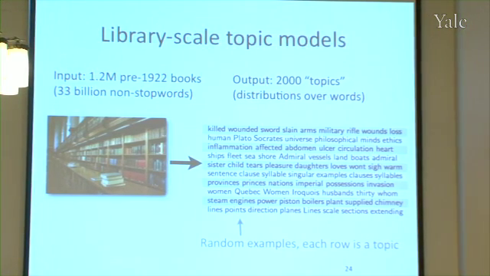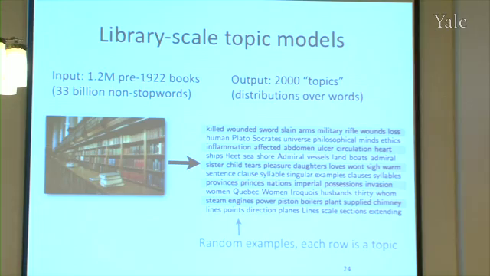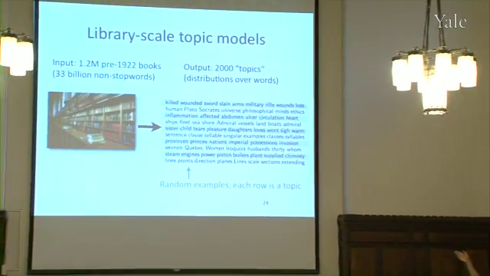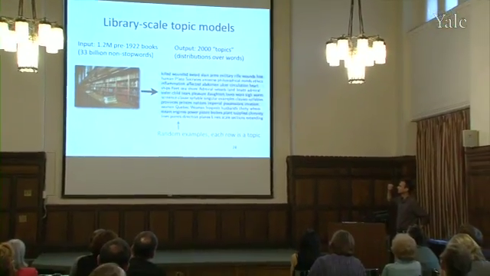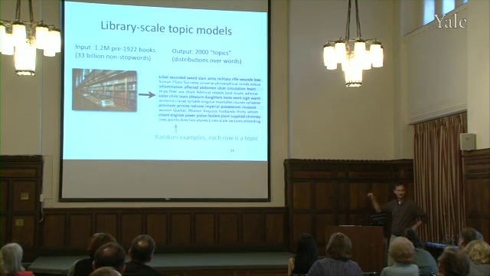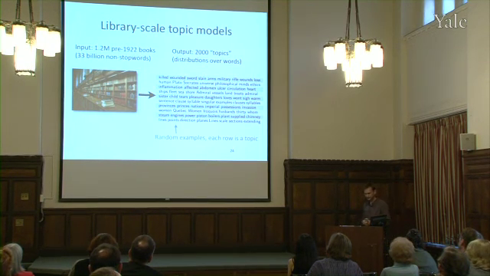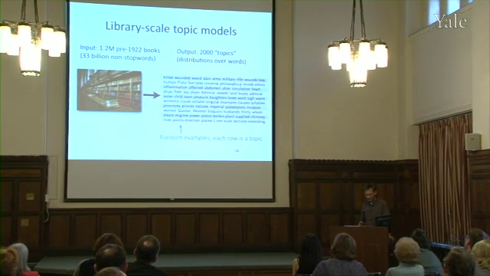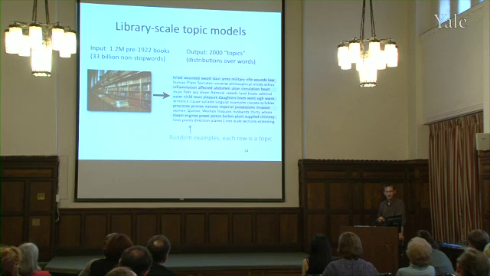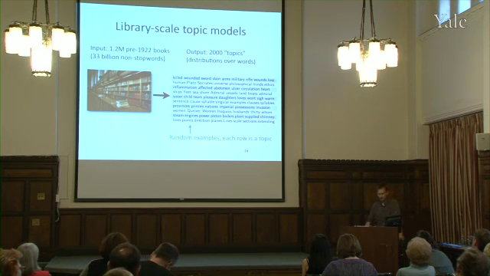So there's themes about war, there's themes about philosophy, there's a lot of medicine. There's sea travel, sister, child, tears, pleasure, daughter, loves. And there's sort of family words, being happy and sad. And this is a machine-driven representation of the contents of these 1.2 million books. So we also have all the catalog records, but this is a different way of looking at the contents.